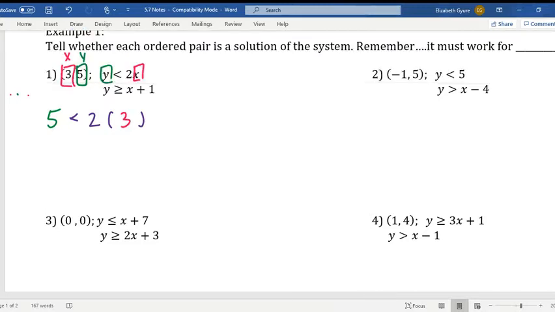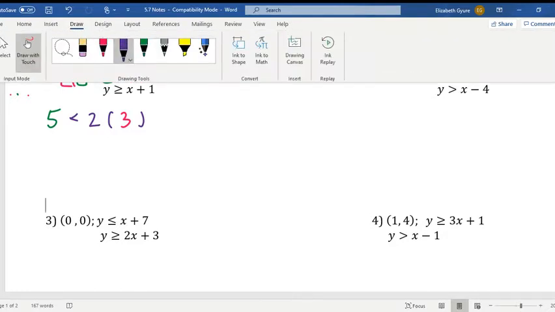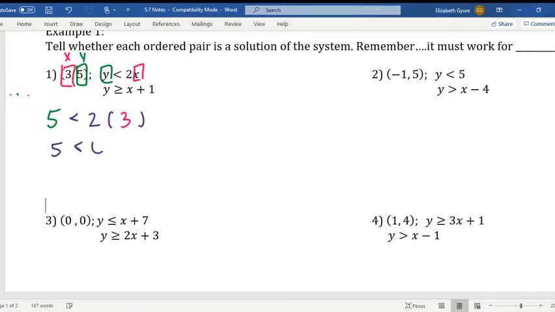Okay. So now how can I simplify this? What needs to be simplified? Yeah, I'm going to distribute. 2 times 3 is 6. So we're going to have 5 is less than 6. Is that true? Is 5 less than 6? What do we think? Thumbs up, 5 is less than 6, or thumbs down, 5 is not less than 6? Oh yeah, good. Thumbs up, 5 is less than 6.